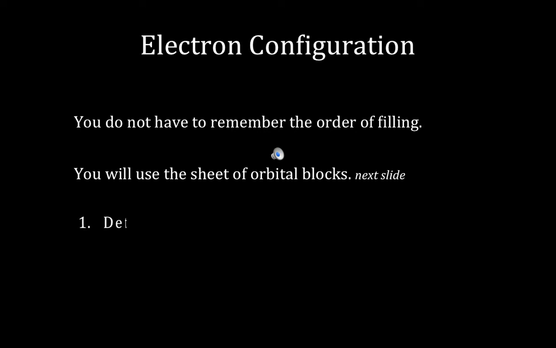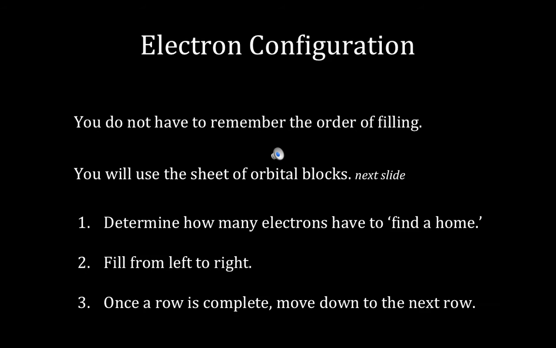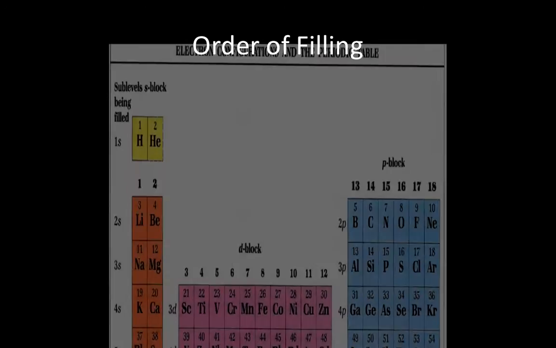So you're going to get a sheet showing you the orbital blocks, and that's going to help you figure out what you do. First thing in the question is you have to figure out how many electrons you are finding a home for. Then you're going to fill in from left to right, and once a row is complete, you move down to the next row. The instructions may look confusing, but once we do some examples, it'll be a lot easier.